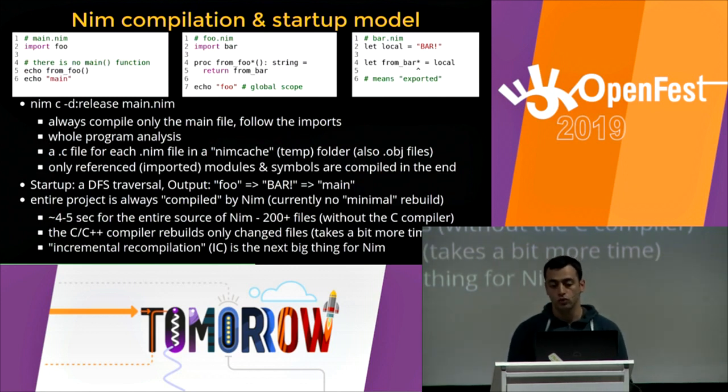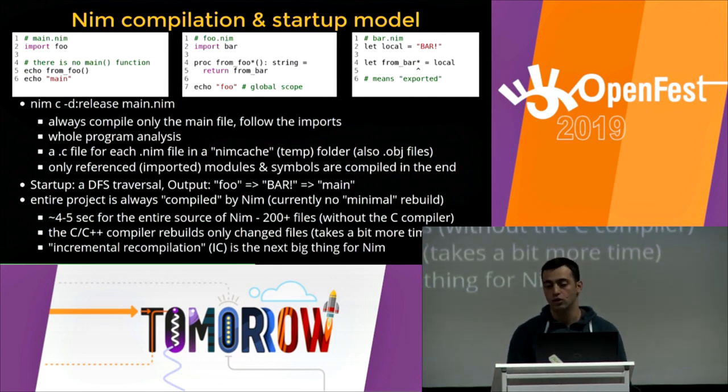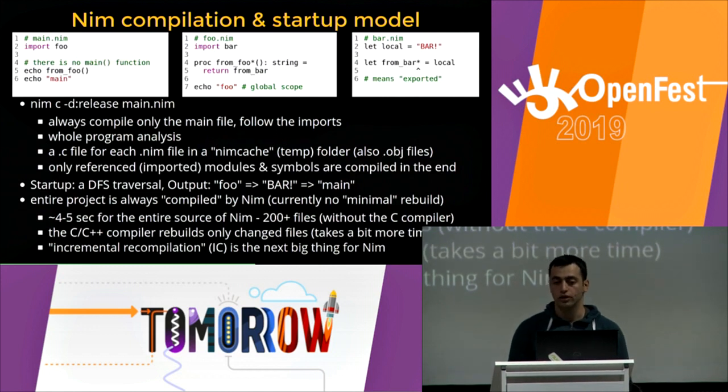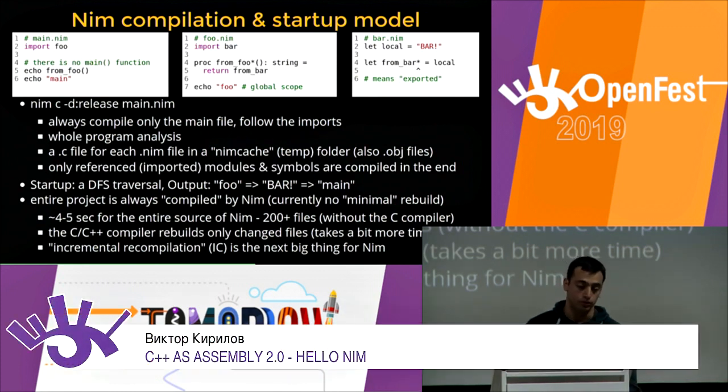So we go to foo. We also see an import of bar. Bar has nothing in its top-level scope except for initializing a local variable. Then we return to the initialization of foo. We see that at the bottom, we have an echo statement. We echo foo. Then we continue with our main module, where we call foobar from foo, which actually prints bar, which is defined in bar and is referenced by foo. And at the end, we also print main, because it's at the end of the main module.